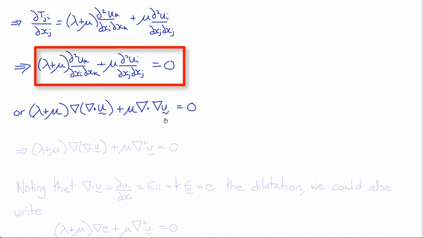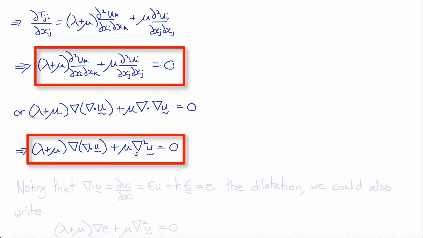Now, div grad u is also the Laplacian. So we can write our equation as (lambda plus mu) times grad div u plus mu Laplacian of u is equal to zero. Now, we can also note that the divergence of u here is del ui del xi, which is the same as epsilon ii, or the trace of epsilon, which is e, the dilatation, or the infinitesimal volume change.